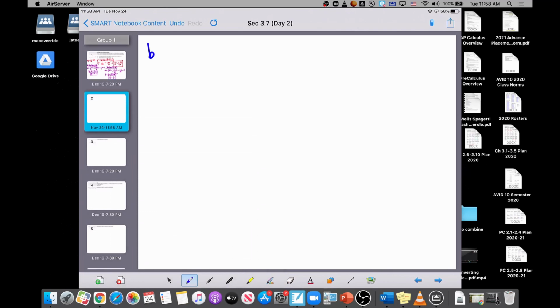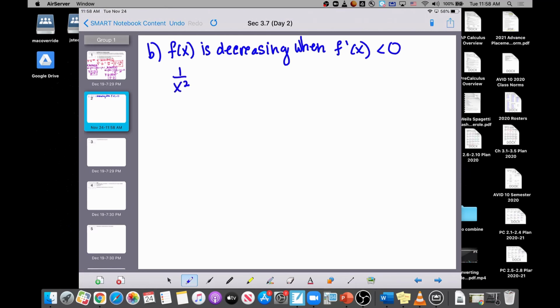So for part B, we'll start by saying f of x is decreasing when f prime of x, when its first derivative, is below the x-axis, right? So when its first derivative is less than 0. So I take the equation for my y prime, which is 1 over x squared times 1 minus the natural log of x. I just separated the numerator from the denominator there. And I want to know, when is that less than 0?